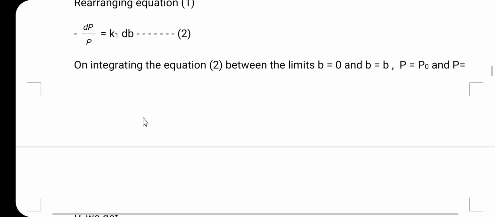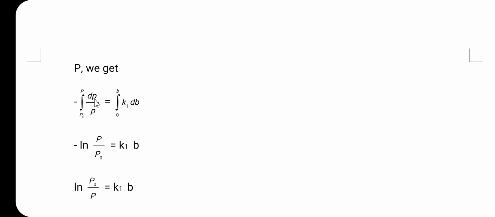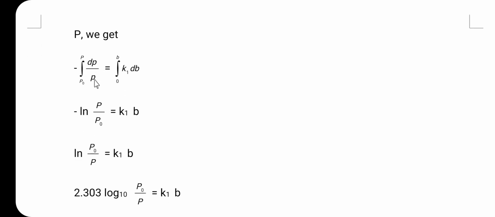So, equation 2 can be written as minus integration of dP upon P from the limit P0 to P is equal to integration of K1 into dB from the limit 0 to B. So, friends, integration of dP upon P is ln P. Substituting the upper limit P and the lower limit P0, we get ln P minus ln P0. So, this can be written as minus ln P upon P0 is equal to K1, the proportionality constant, so it remains as it is.